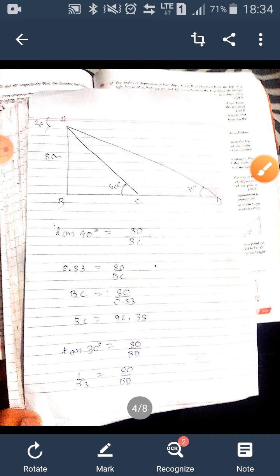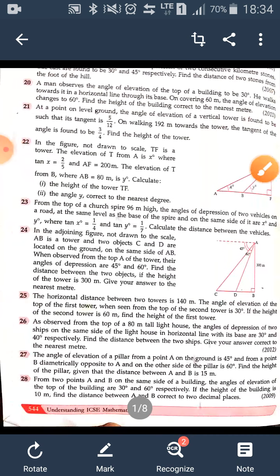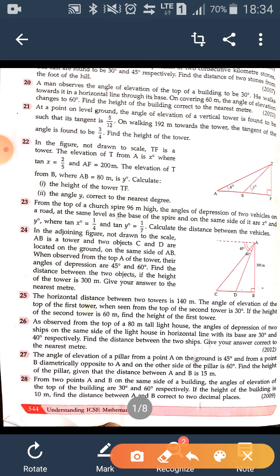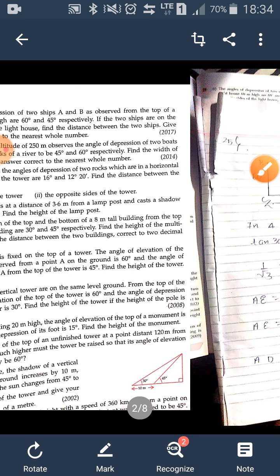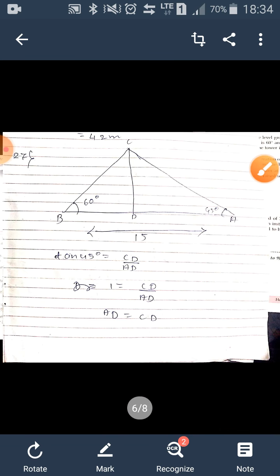So here you have the pillar, point A which makes an angle of 45 degree, point B which makes an angle of 60 degree. Another piece of information given in the sum is that the distance between A and B is 15 meter. Okay, so let's do that.